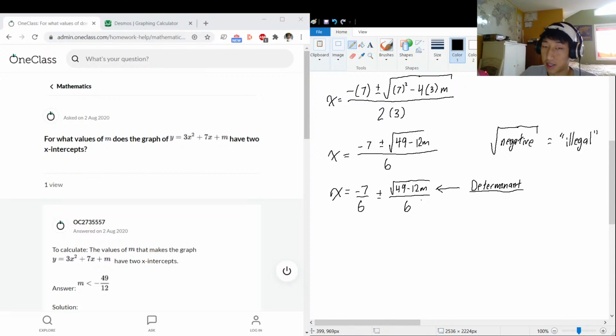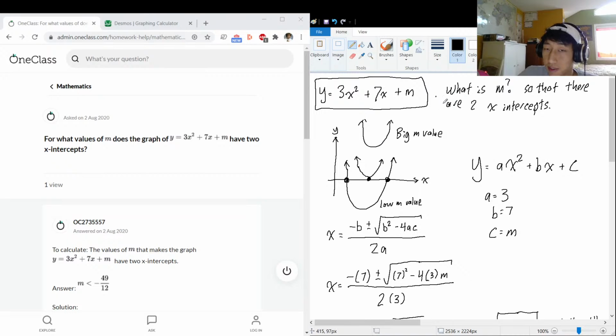Now, let's think about this for a second. If the discriminant is negative, well, that's illegal, and we should not even consider that case. Actually, if it's negative, that means it doesn't intersect with the x-axis at all. Like we said before, since m basically moves the parabola up or down, as m gets bigger, the parabola gets farther and farther away from the horizontal x-axis, meaning that it's definitely not going to intersect with the x-axis.